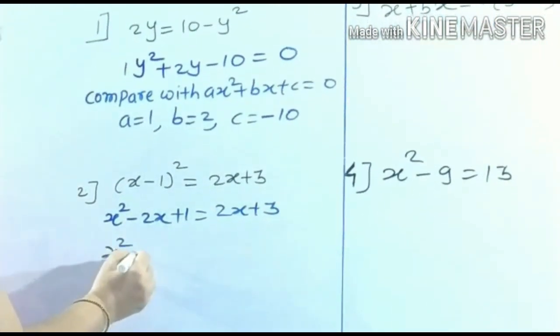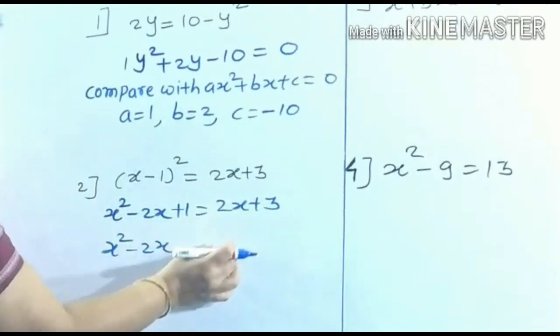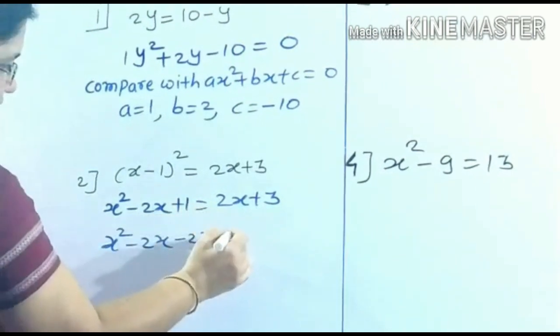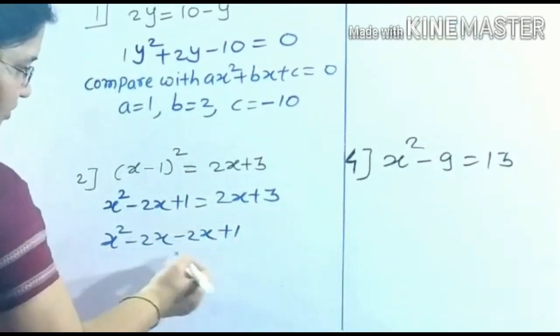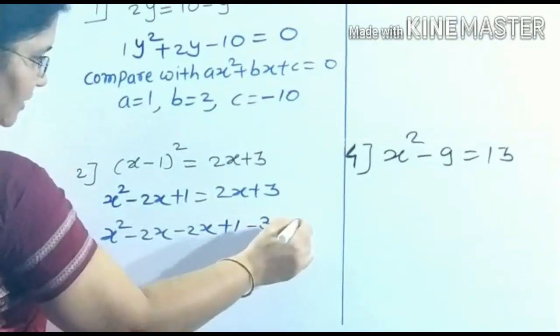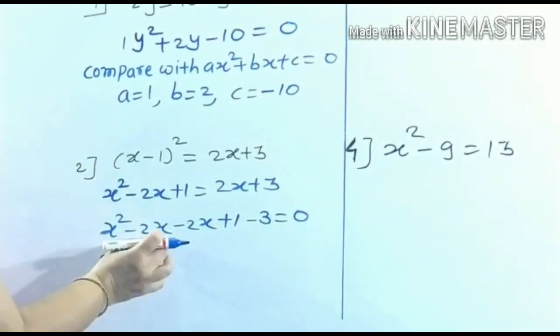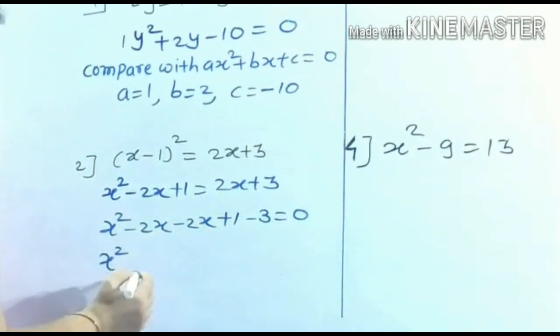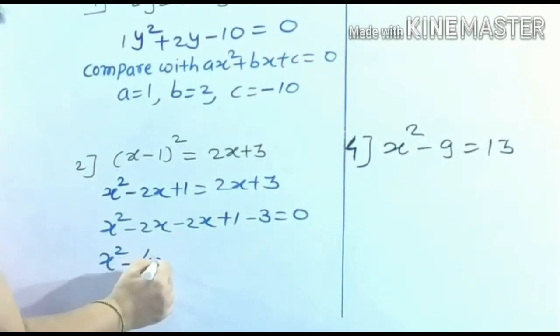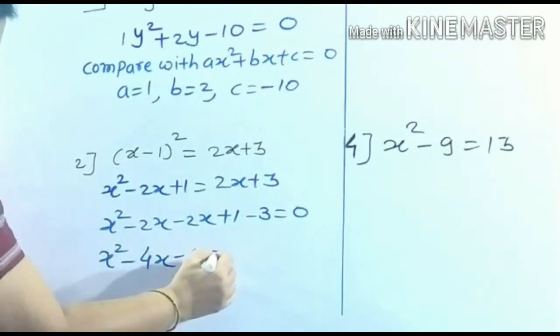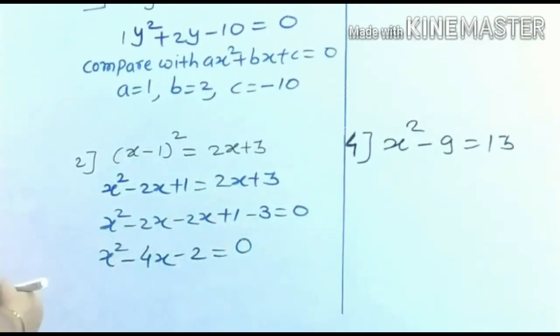So x square minus 2x. This 2x we will take to the left, it becomes minus 2x. Plus 1 here only, and 3 from the right becomes minus 3, is equal to 0. So x square minus 2x and minus 2x, how much is it? Minus 4x. Plus 1 minus 3, it is minus 2, is equal to 0.